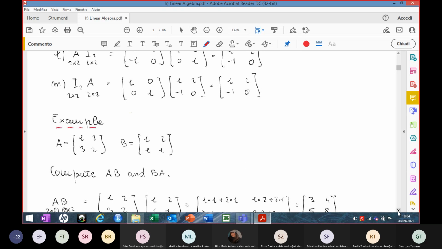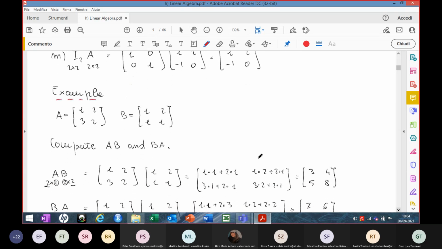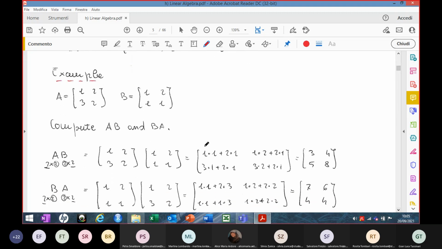Now, another example. Suppose you have these two matrices. A is a square matrix of order 2, B is a square matrix of order 2. And I ask you to compute A times B and B times A if these products are feasible. Is A times B feasible? Yes, because A is a 2 times 2 matrix, B is a 2 times 2 matrix.